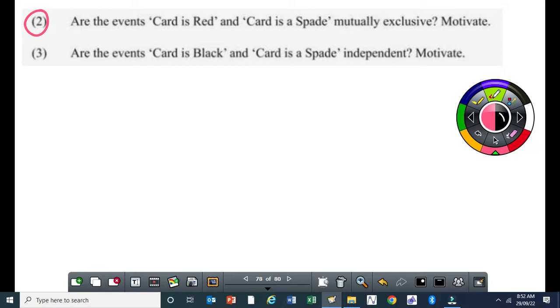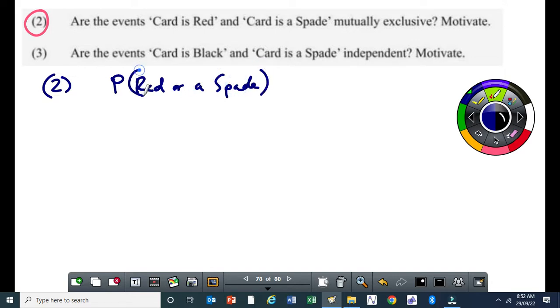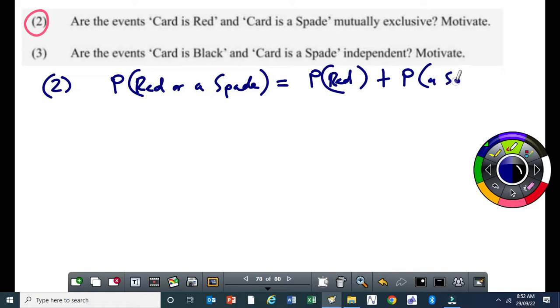So the question says, are the events card is red and card is spade mutually exclusive? And then it says motivate. Okay, so let's prove that. We have already done it, but we are going to do it formally. Okay, so if they are mutually exclusive, the probability of picking a red card or a spade must be equal to the probability of picking a red card plus the probability of picking a spade.